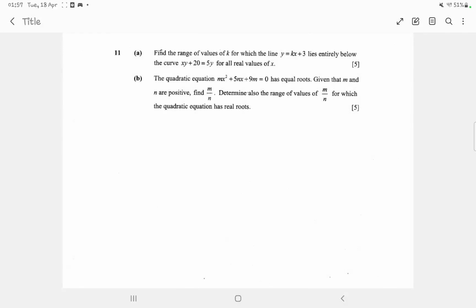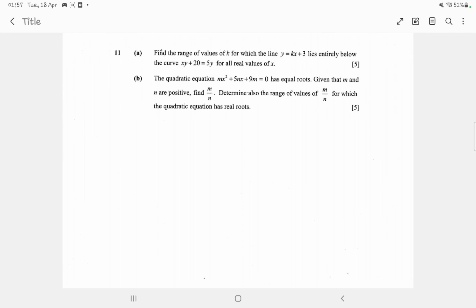Question 11 over here is on quadratic inequalities and discriminant. So let's do 11a over here first. The question asks us to find the range of values of k for which the line y equals kx plus 3 lies entirely below the curve xy plus 20 equals 5y for all real values of x.